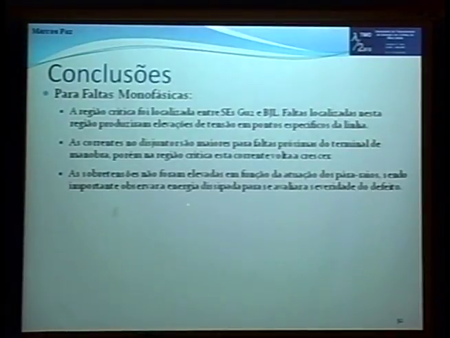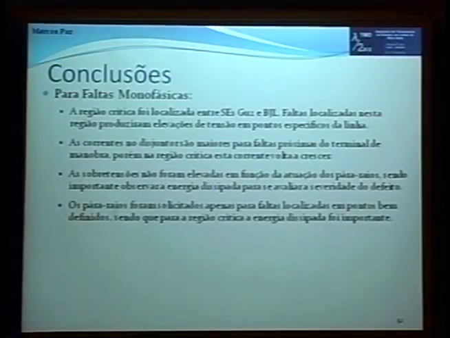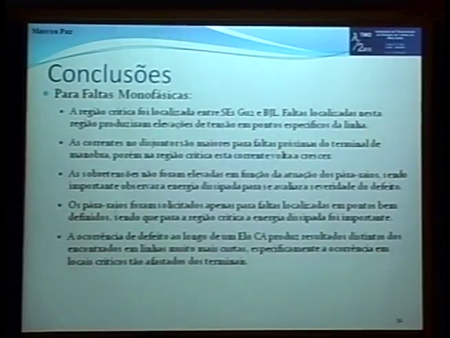So we saw the severity of the fault related to the absorbed energy of the surge arresters located downstream. And the surge arresters were requested only for faults located in very specific points from the substation of Gurupi 2 until the end of the line. This would be the most critical region for the single-phase fault. So the occurrence of faults throughout the line can produce different results from the ones found in short lines.